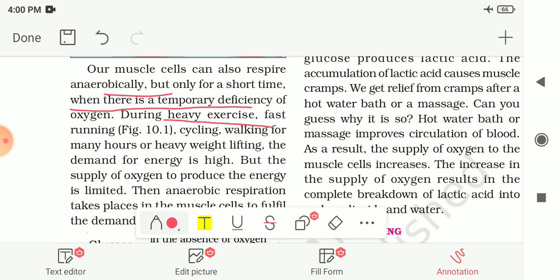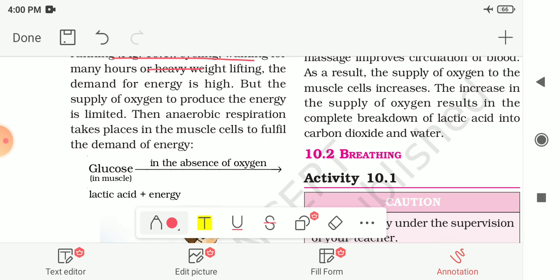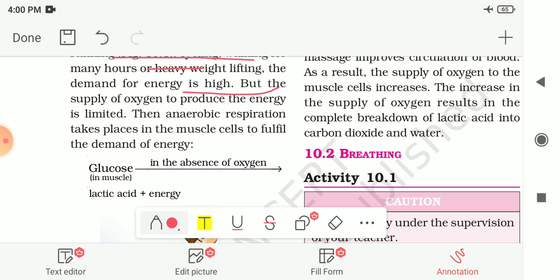During heavy exercise, such as fast running, cycling, walking for many hours, or heavy weight lifting, the demand for energy is high. During the exercise we require more energy, but the supply of oxygen to produce this energy is limited, as we can breathe in only a limited amount of oxygen. On the other side, the demand for energy is higher during this exercise. At that time anaerobic respiration takes place in the muscle cells to fulfill the demand for energy.